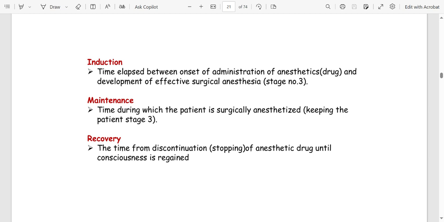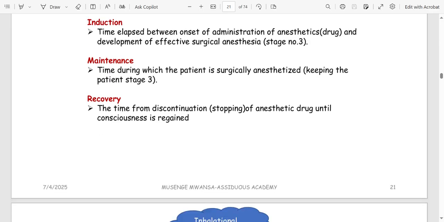Maintenance is now the time during which the patient is anesthetized. So that time when they have been kept in stage 3. Recovery is the time from discontinuation, when you stop giving the anesthetic drug, until they gain consciousness back. All right, so that is it, recovery. So is this okay so far? Okay.